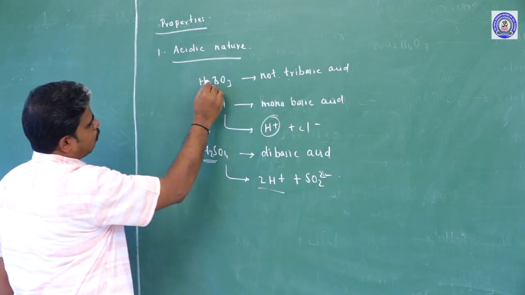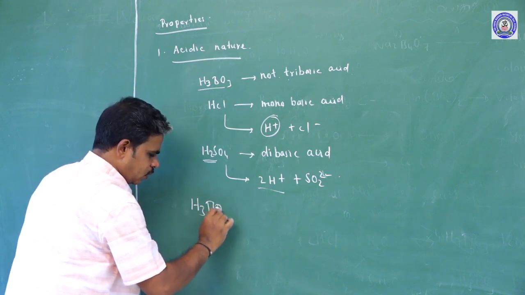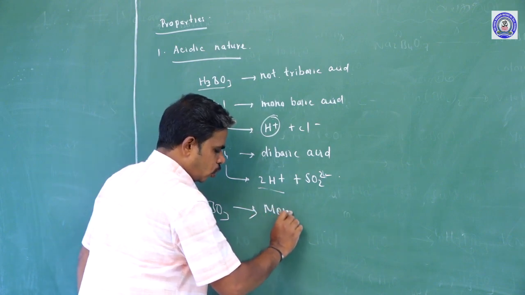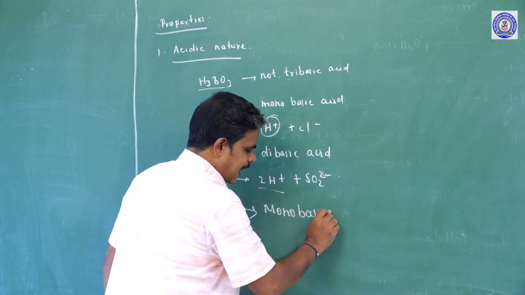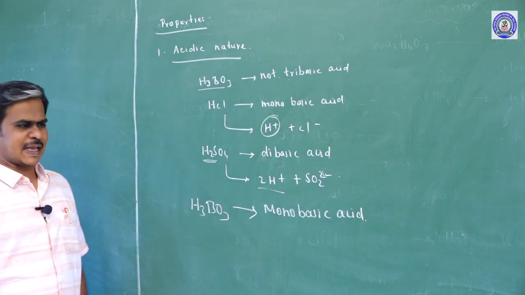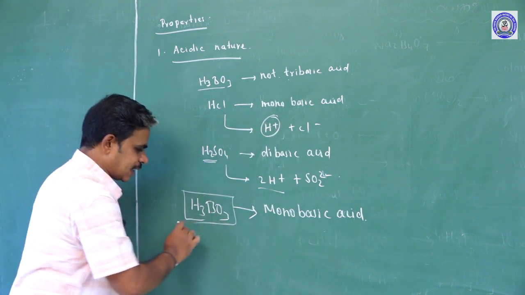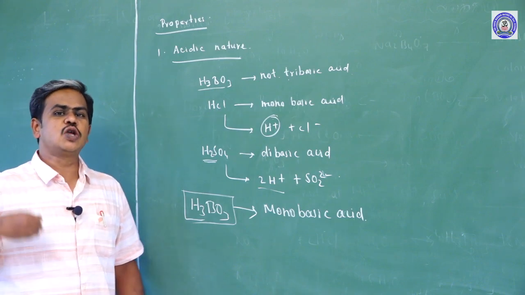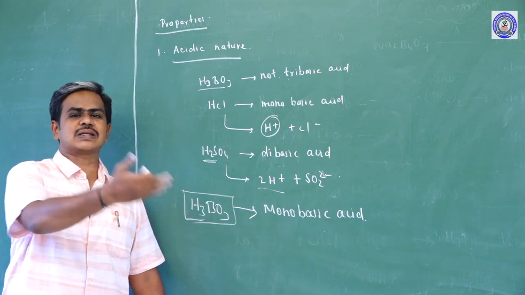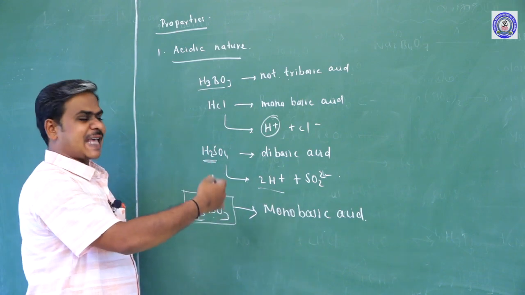Now, boric acid has 3 hydrogens, that is H3BO3, but it is considered as a monobasic acid. What do you mean by monobasic acid? It produces 1 proton, but in the case of boric acid, it cannot produce a proton; it accepts hydroxide ion, so that it is considered as a Lewis acid.